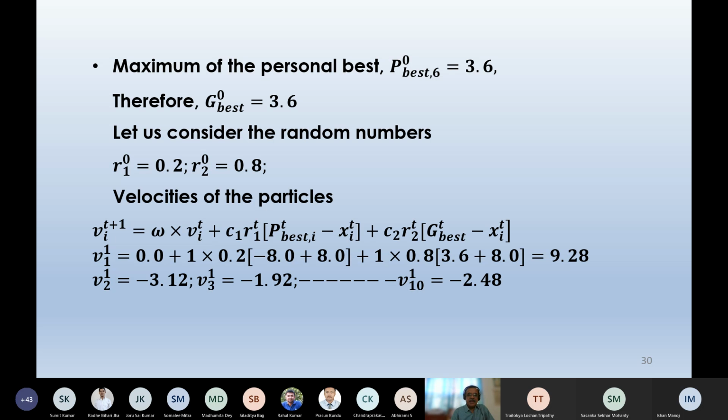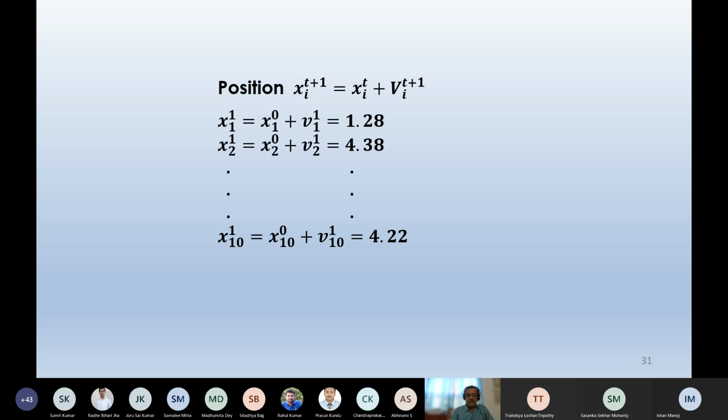V2 is nothing but minus 3.12. Please calculate and check whether you are getting it or not. V3 is minus 1.92. Then V10 is minus 2.48. And once you've got the velocity, now you can find out the position.